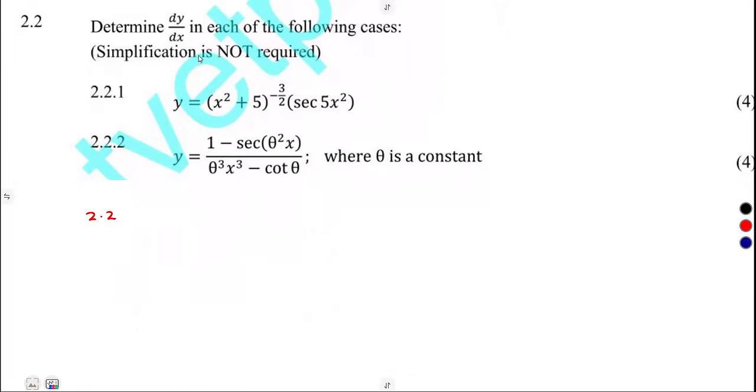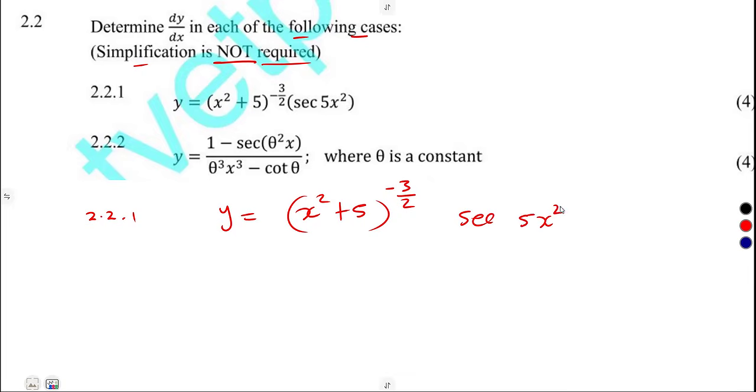So question number 2.2, it was to determine dy/dx in each of the following cases. Simplification is not required. So the first part, it was y is equal to (x squared plus 5) to the exponent of negative 3 over 2, then we've got sec 5x squared. So there are actually two terms, expressions in x. We're going to consider them as two terms, a product. This is u, this is v.